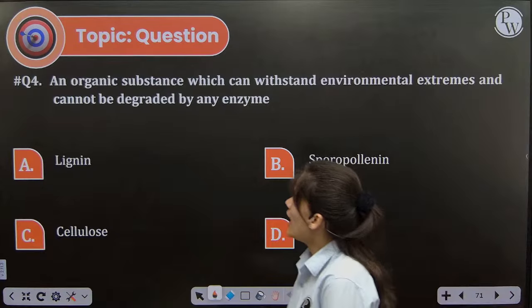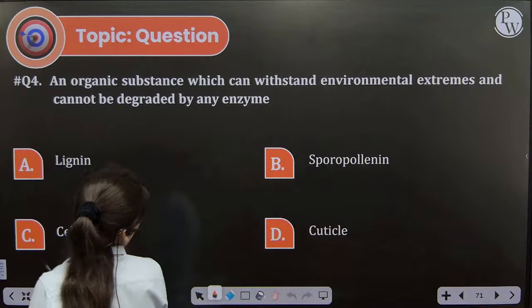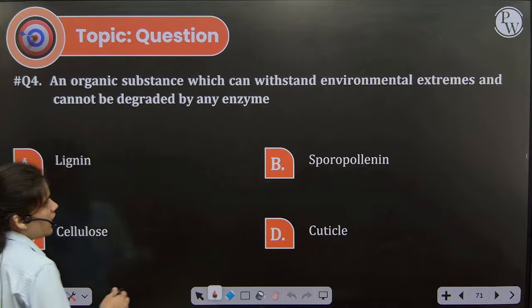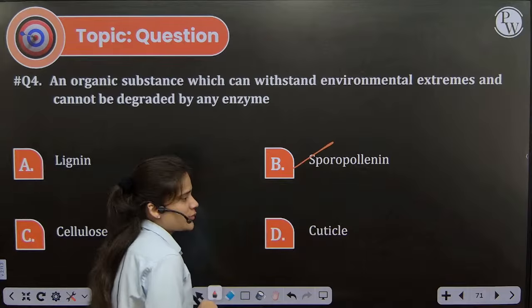Next question. An organic substance which can withstand environmental extremes and cannot be degraded by any enzyme, that substance is sporopollenin. The outer layer is made up of this sporopollenin only.